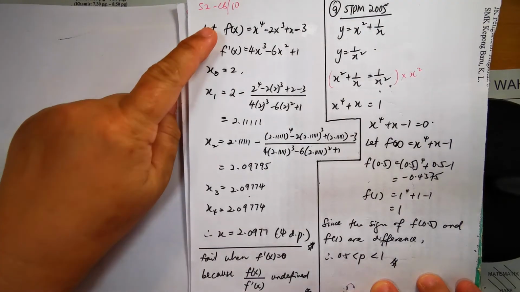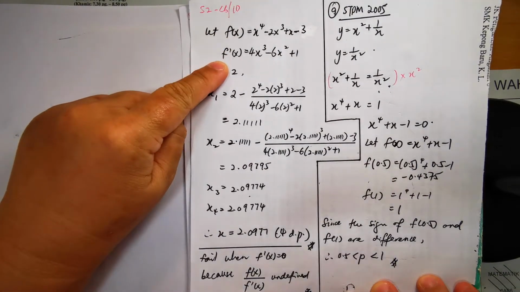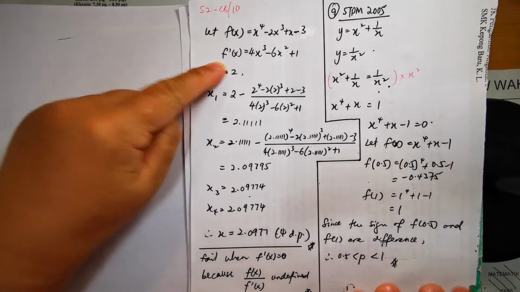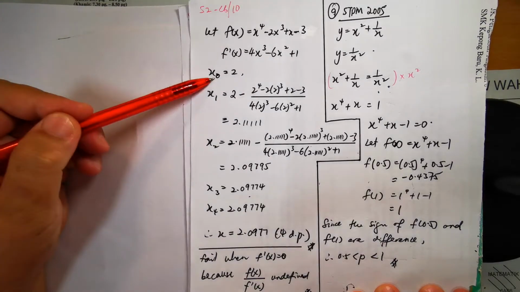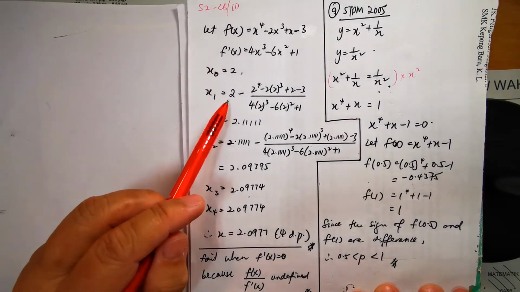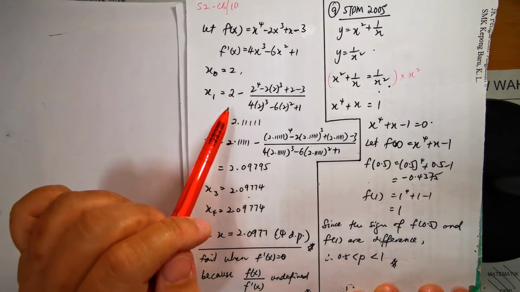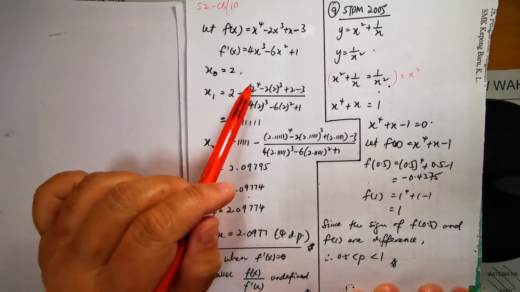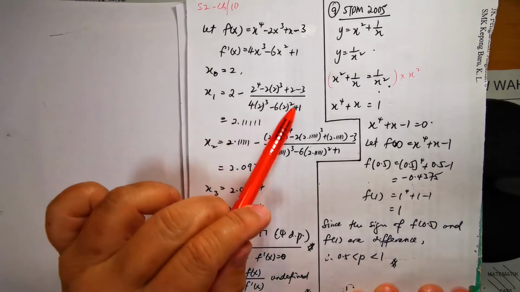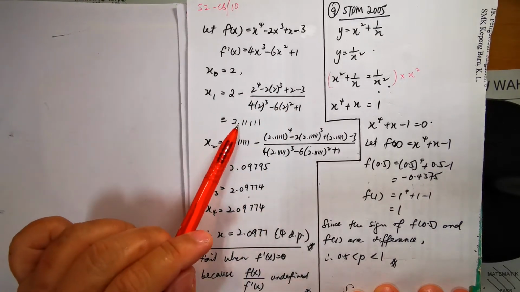This is your f(x). Differentiate it to get your f prime x. Start with x0 equals 2. First step, sub 2 into the Newton-Raphson formula: x minus f(x) over f prime x, and I get this one.